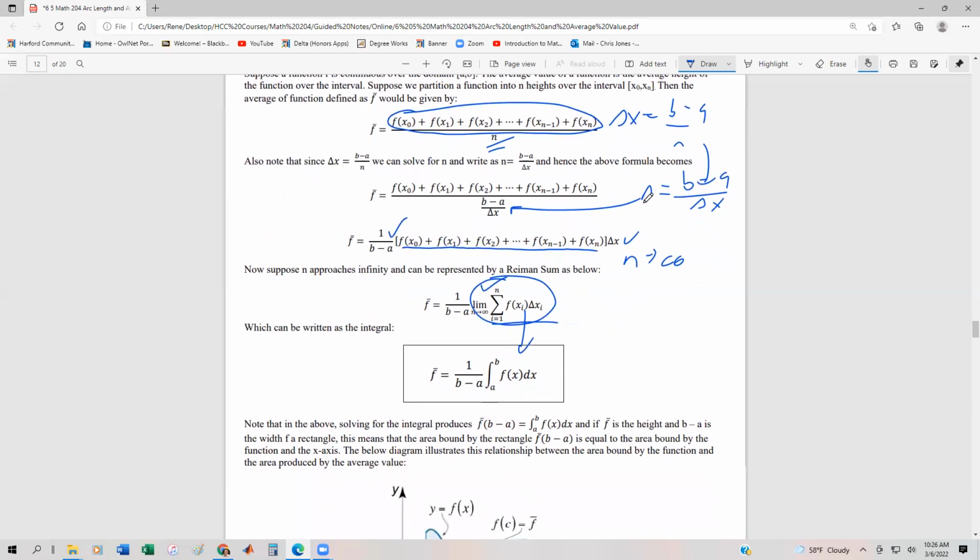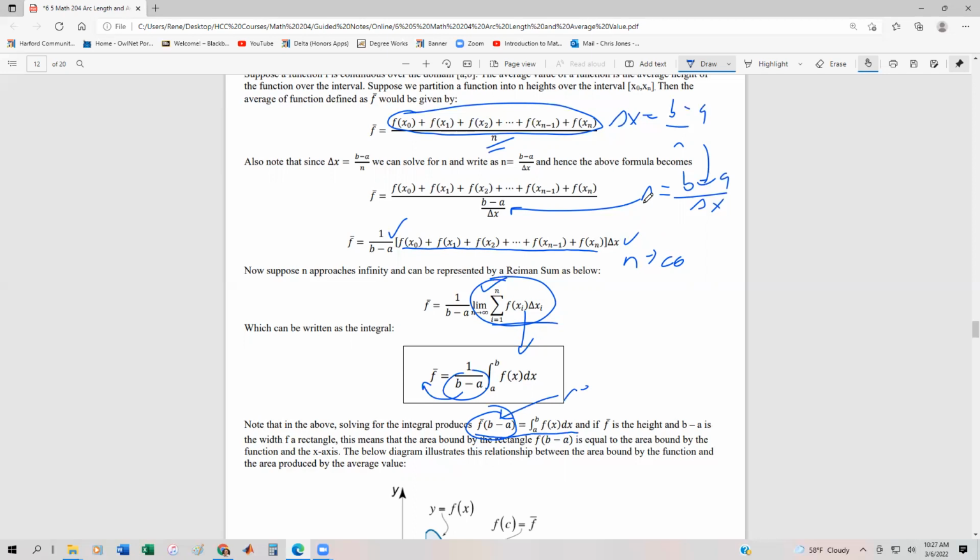Now notice if we multiplied both sides by b minus a, we would get f bar, which is the average value, times (b minus a) equals the integral. And what that basically means is that this would be a rectangle, because f bar is a constant, and b minus a is a constant. So this is going to be a rectangle, and it's going to tell us that the area of the rectangle is going to be equal to the area bound by the curve. So this is just the second outcome of the average value.